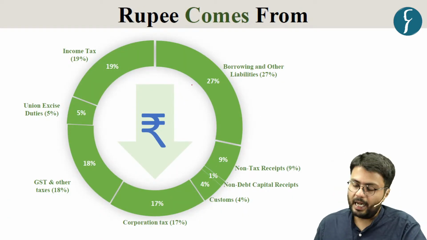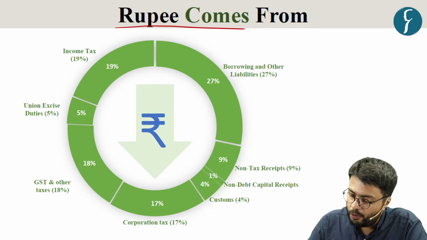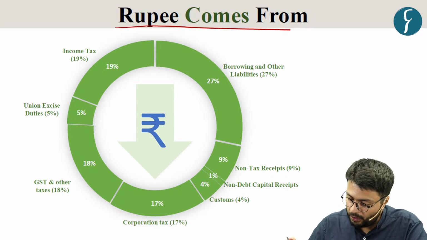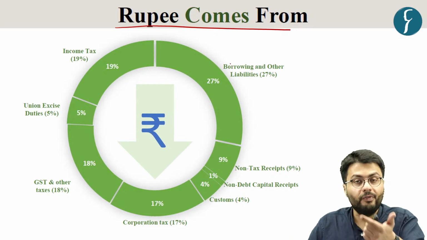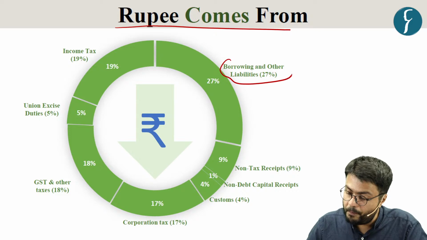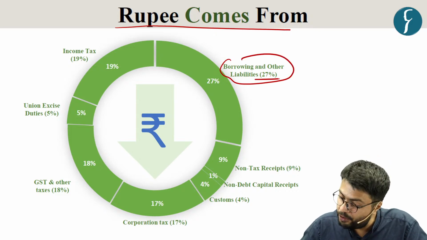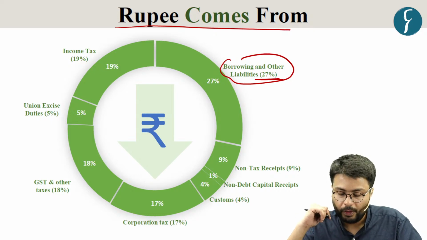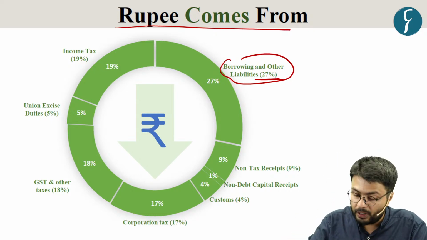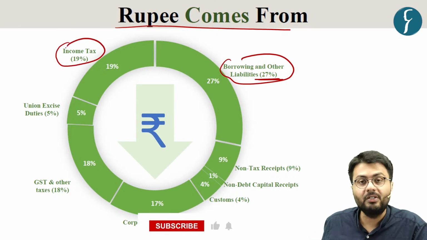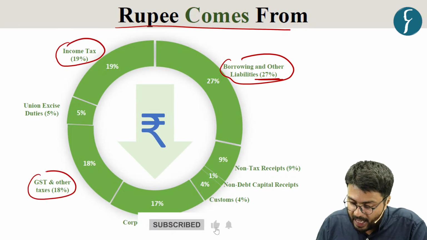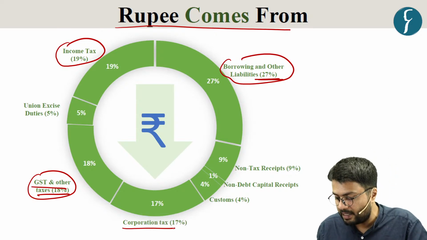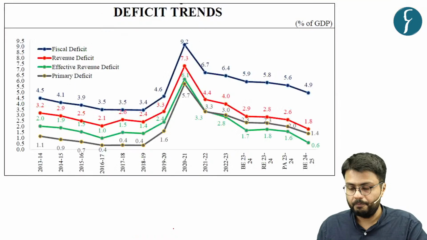Now, based on this, let us understand where the rupee earned by the government of India comes from. Now, the highest share of income for the government is through borrowings and other liabilities, which you can see accounts for more than 1/4 of the total income. Further, as far as taxes are concerned, the share of income tax in government earnings is higher than the indirect taxes such as GST and other direct taxes such as corporate taxes.